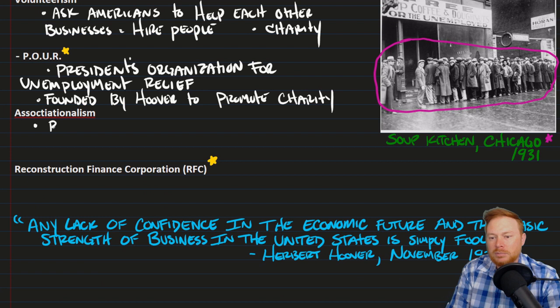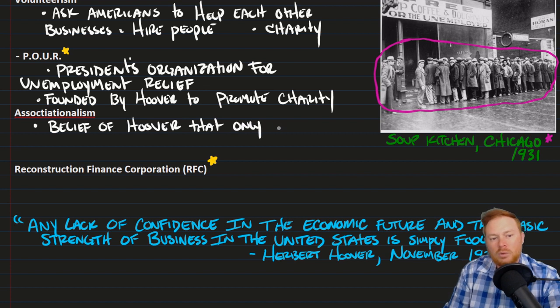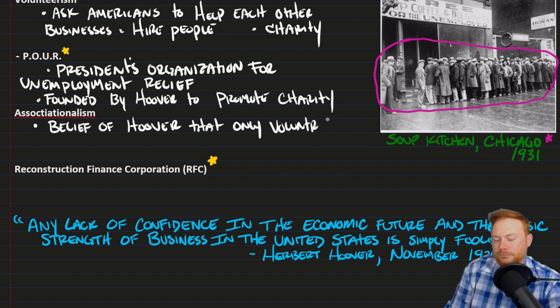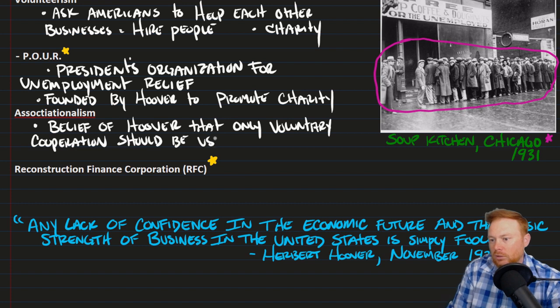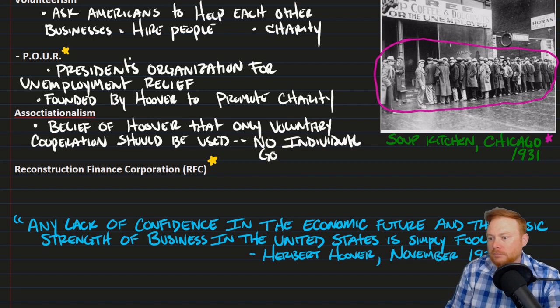And associationalism, we'll call this the belief of Hoover, that only, we'll say, voluntary cooperation should be used. And another way to put that, and this will make more sense when we get later on in this chapter to some of the things that Hoover's successor did, Hoover believed in no individual government aid, that it is not the role of the government to provide any sort of economic relief to individual people.